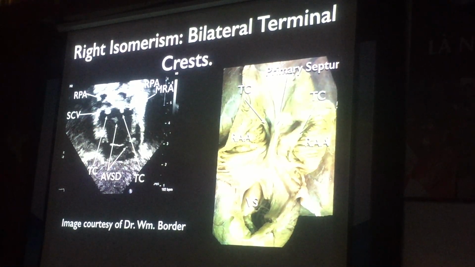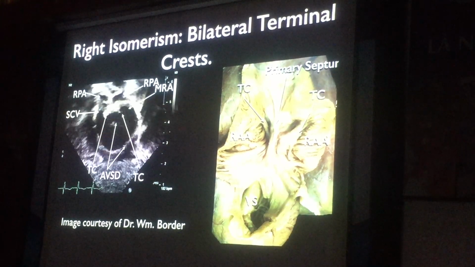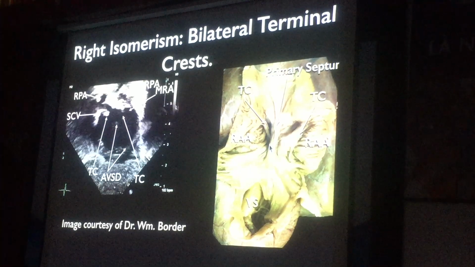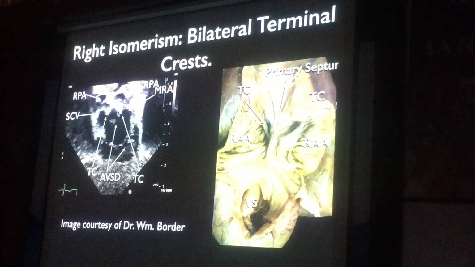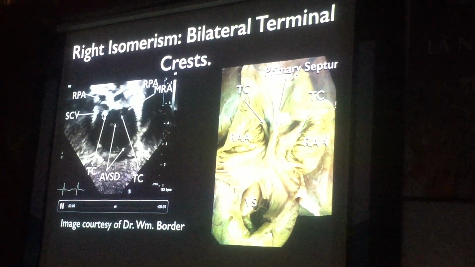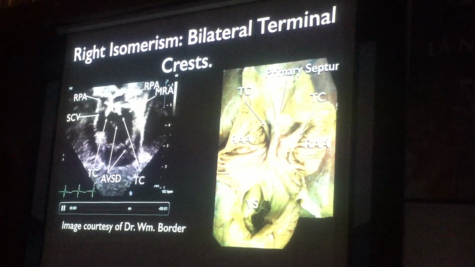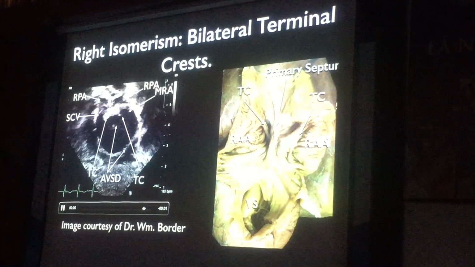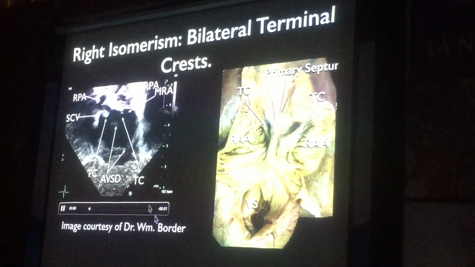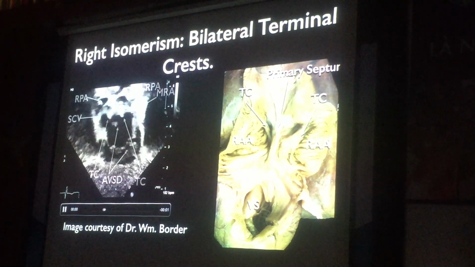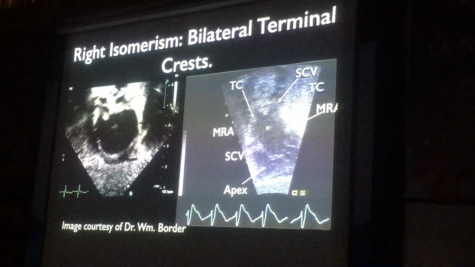Here, I don't know whether I showed you this before, there's two terminal crests. Here's a terminal crest, here's a terminal crest, and you can see this in the fetus. This is after birth, you see. Look, two right pulmonary arteries here, an AV canal. It must be right isomerism, double right-sidedness.